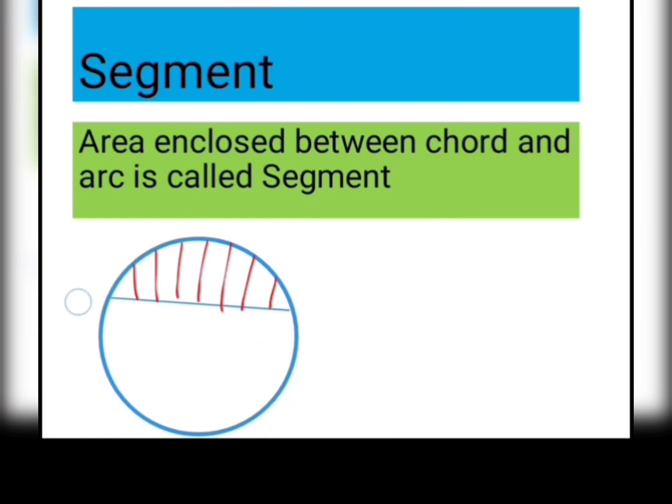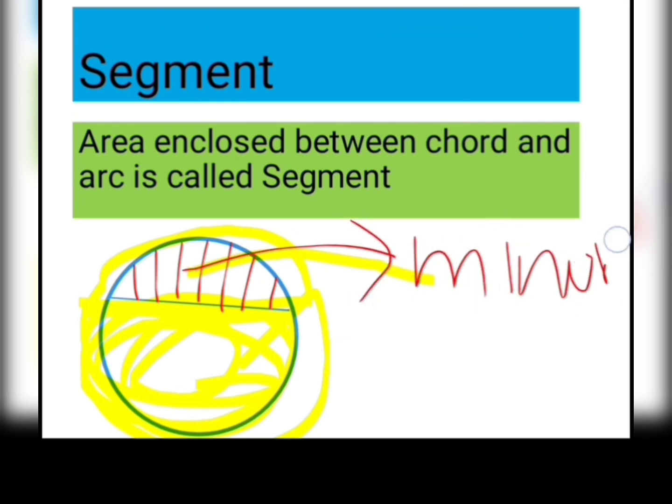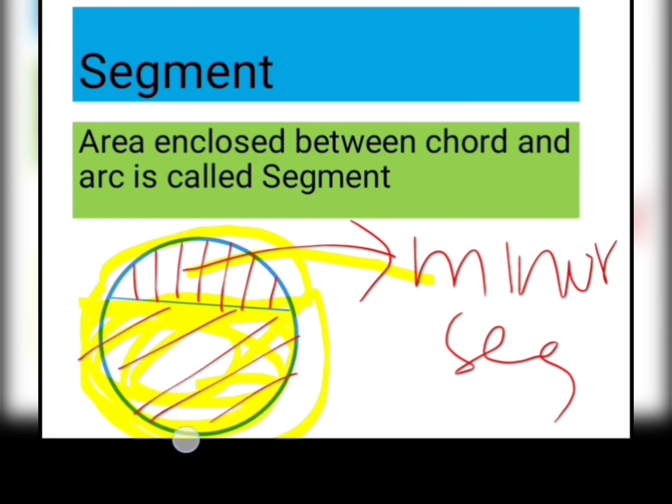What is segment? Area enclosed between chord and arc is called as segment. There is also one more segment. It is also an area which is enclosed by chord and arc. The one which is having less area is known as minor segment, and the one which is having more area is known as major segment.